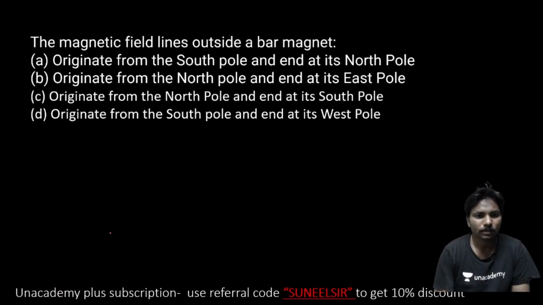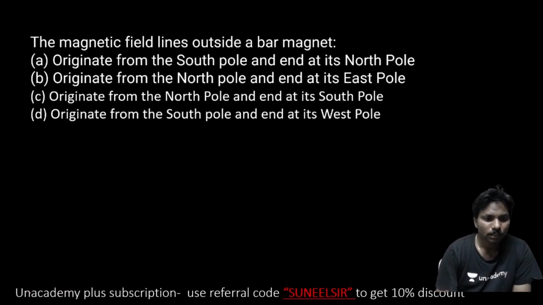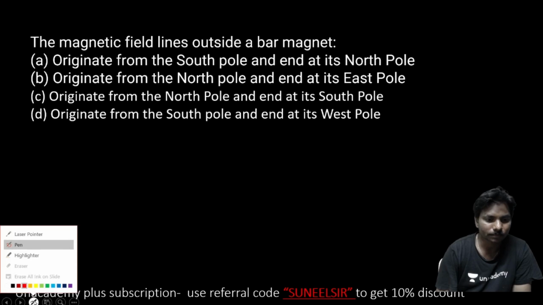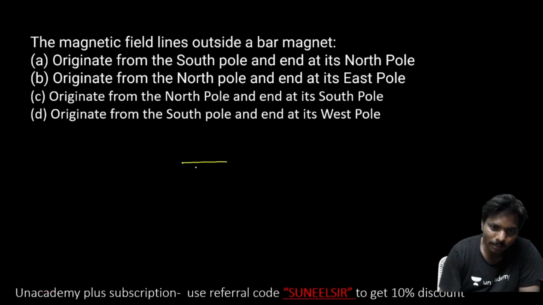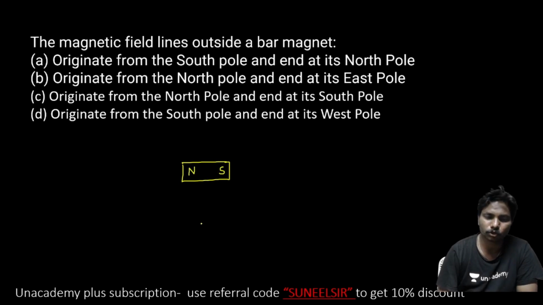The magnetic field lines outside a bar magnet are dash. So coming to the bar magnet, it always has poles in pairs, that is north and south. A single pole may not exist. Okay, a single north pole or a single south pole may not exist.